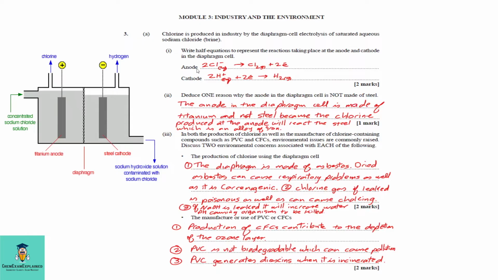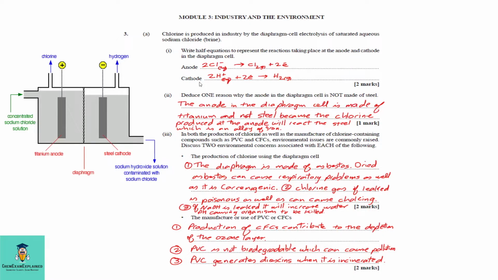So at the anode, it is the positive electrode. So the chloride ions, which are negative, will be attracted towards the positive anode or the positive electrode. Now, the process taking place here is oxidation. This is where electrons are added on the right-hand side of the equation.